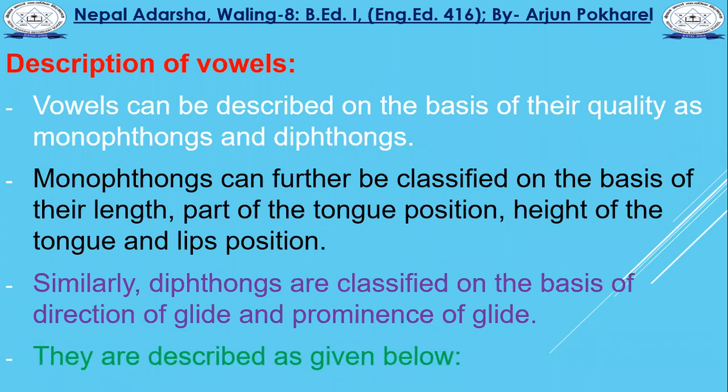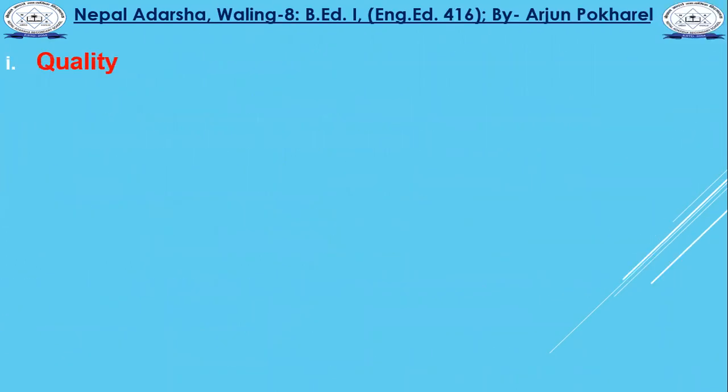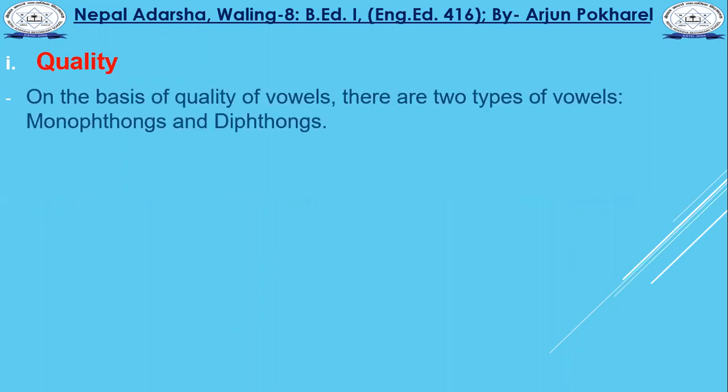Now we can describe the monophthongs and diphthongs one by one. First of all, I would like to go through the description according to quality. On the basis of the quality of vowels, there are two types of vowels, as I told you before: monophthongs and diphthongs.